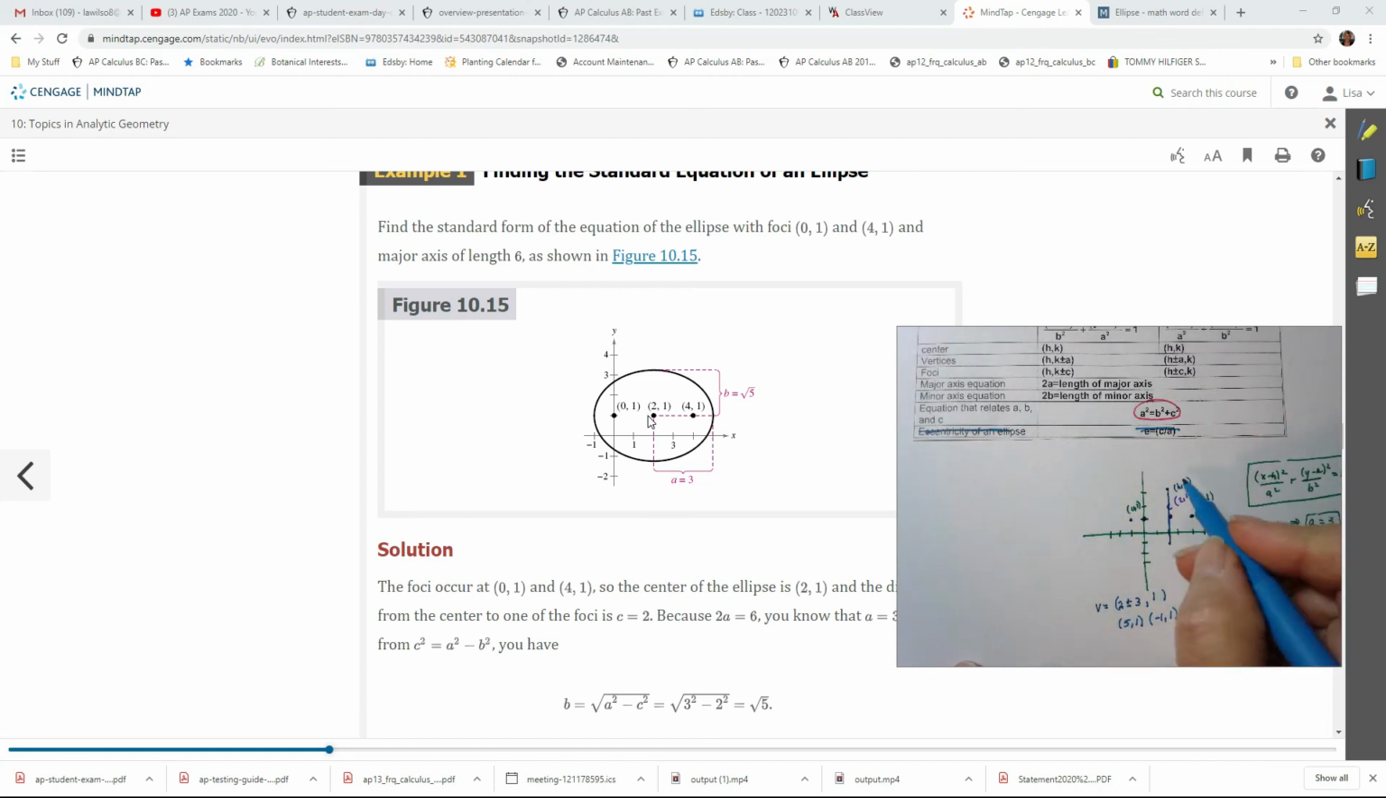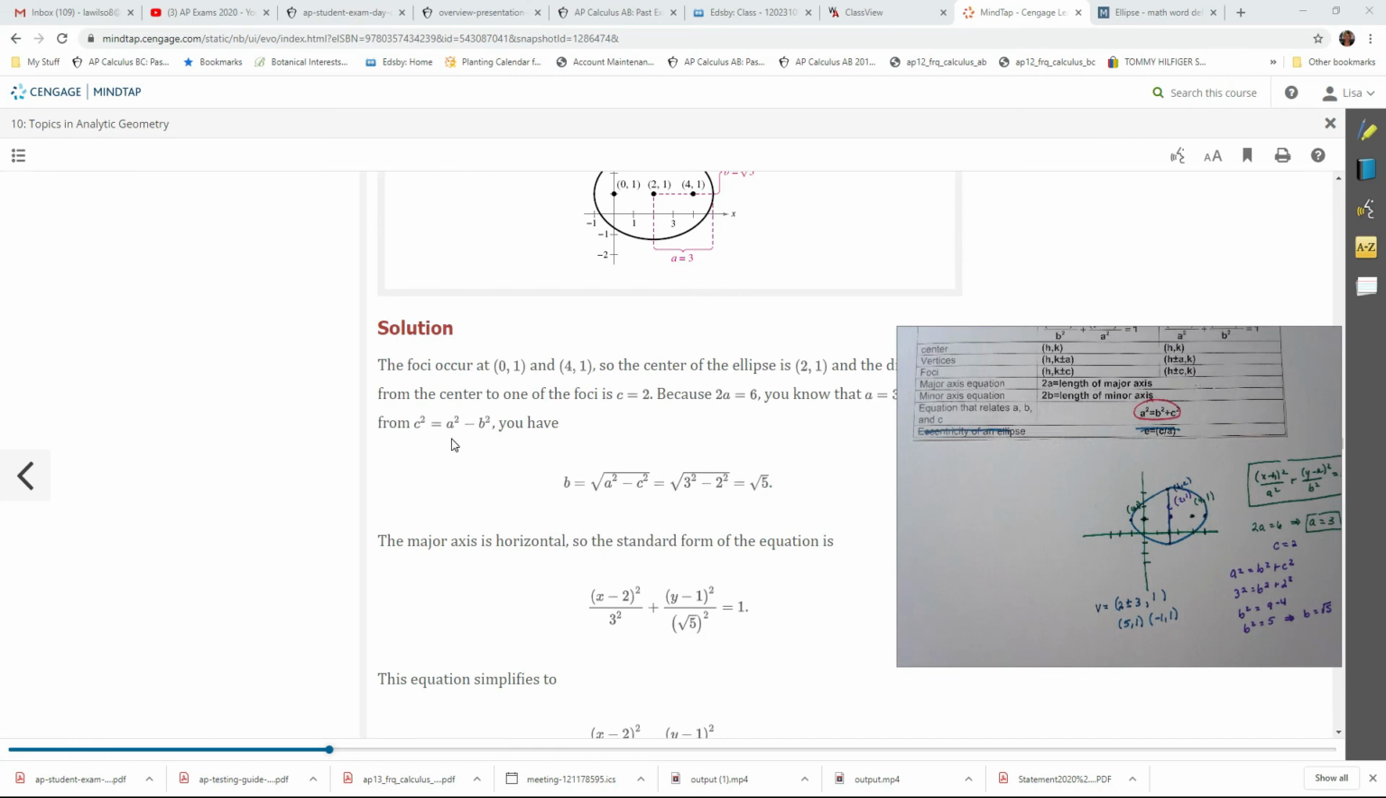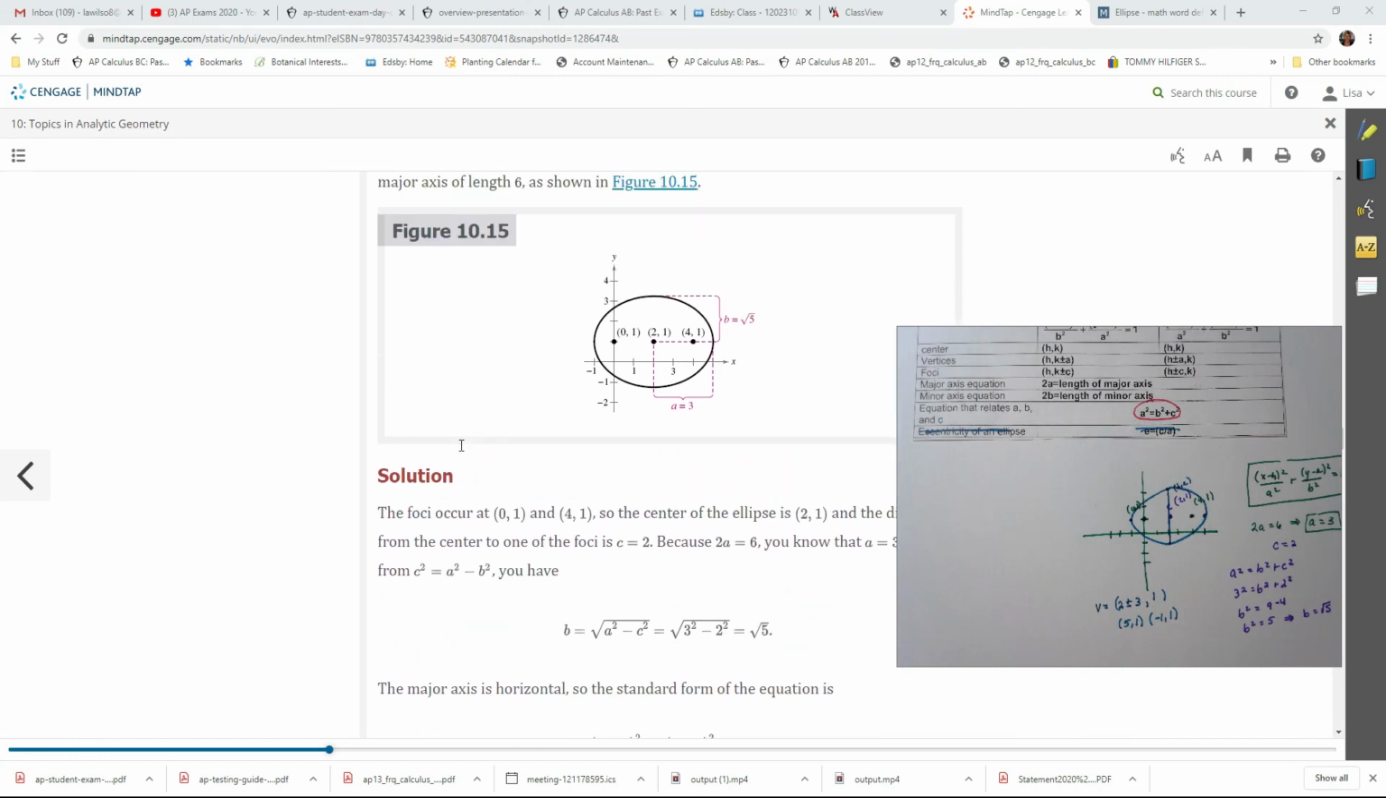Okay, so I'm going to try and put this together, but you know I cannot draw. This is a pretty sad looking ellipse. There's my ellipse. Did I find the equation? Heck no. But we need the visual. So let's find the equation.